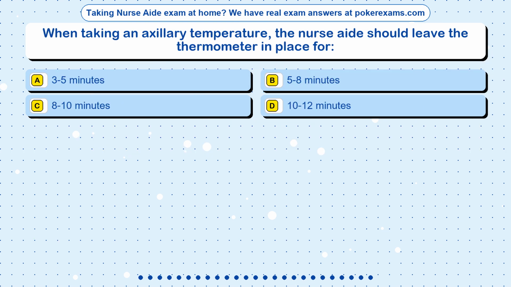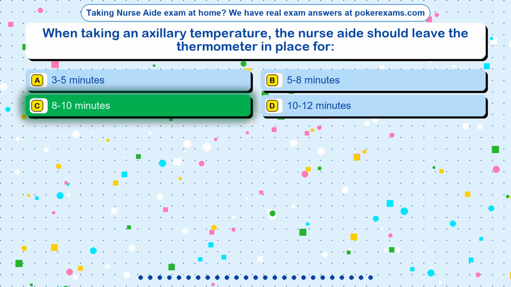Question 15. When taking an axillary temperature, the nurse aide should leave the thermometer in place for: option A, 3 to 5 minutes. Option B, 5 to 8 minutes. Option C, 8 to 10 minutes. Option D, 10 to 12 minutes.